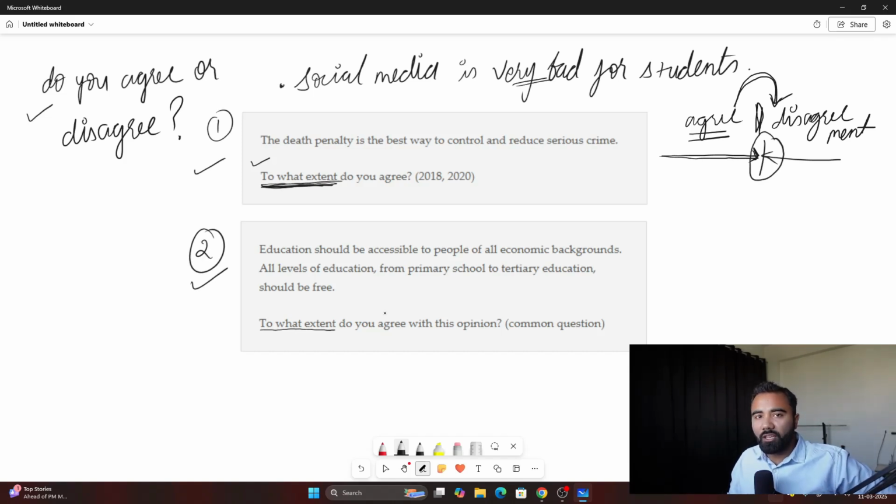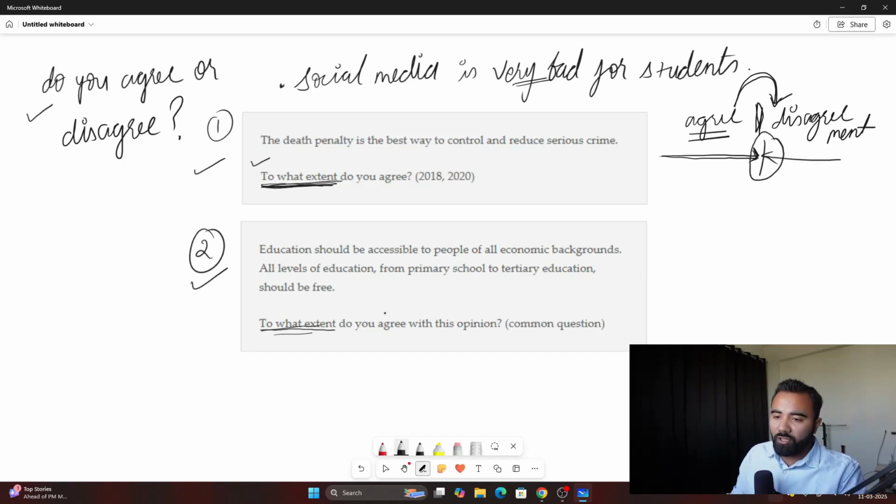This is the second question. Let's read the second question first. Education should be accessible to people of all economic backgrounds. All levels of education from primary school to tertiary education should be free. To what extent do you agree with this opinion? The question is the same: to what extent? So you need to figure out a point of transition where your agreement will transition to disagreement. So let us see.